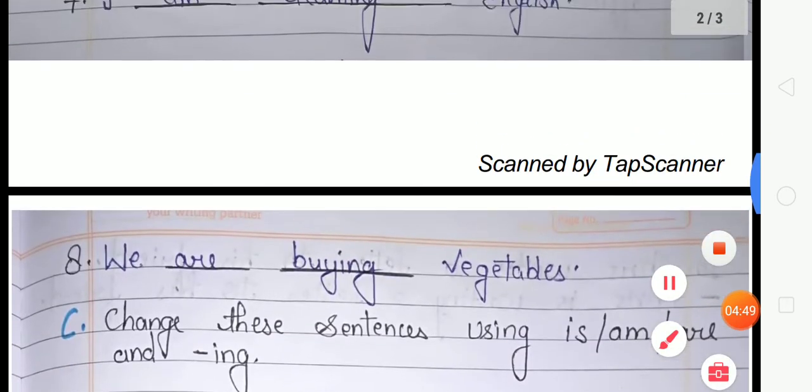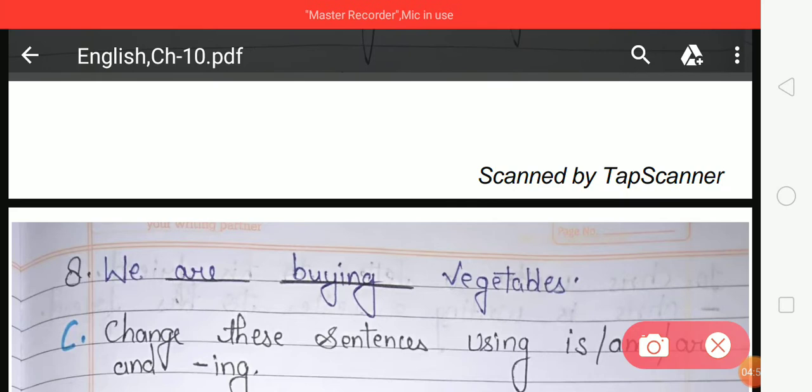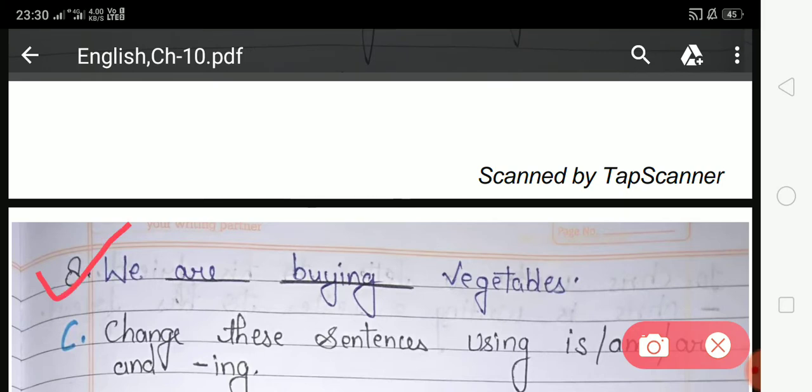Now look at last, that is 8 number. We dash vegetable. So student, with we what do you have to use? You have to use are with we, and you have to select buy from this box, and you have to add ing in buy. So the sentence will become we are buying vegetable.